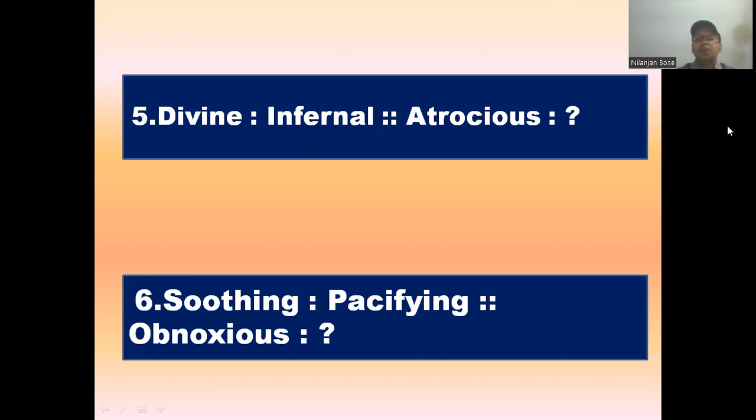Now, in the second pair, atrocious means very much merciless. Atrocious मतलब merciless. तो इसका opposite क्या होगा? It can be merciful, it can be kind, as simple as that. Now you are getting a lot of ideas about what your approach should be and how you can easily move on. So divine is to infernal, opposite, and atrocious is to kind. Once again, we have an opposite relationship.